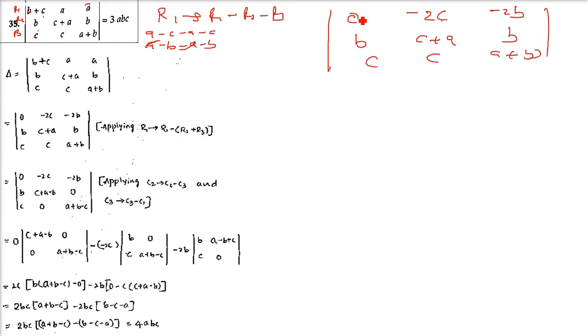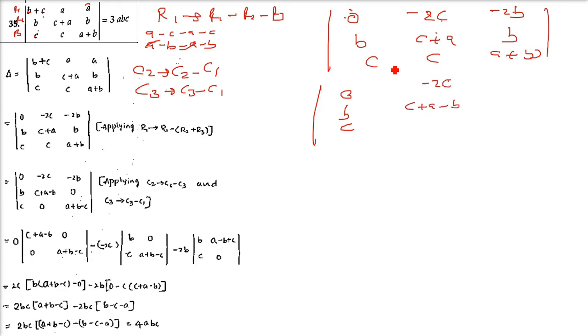Now we need more zeros. So you see C is in 2 columns, B is in 2 columns. We'll change C2 to C2 minus C3, or C2 minus C1 will be better. So C2 minus C1, and C3 will change to C3 minus again C1. So minus 2C minus 0 will be minus 2C. 0, BC it is, minus 2C minus 0 is minus 2C. C plus A minus B, and C minus C is 0. So we have done this. Now C3 minus C1. Minus 2B minus 0 is minus 2B. B minus B is 0. A plus B minus C it will be.